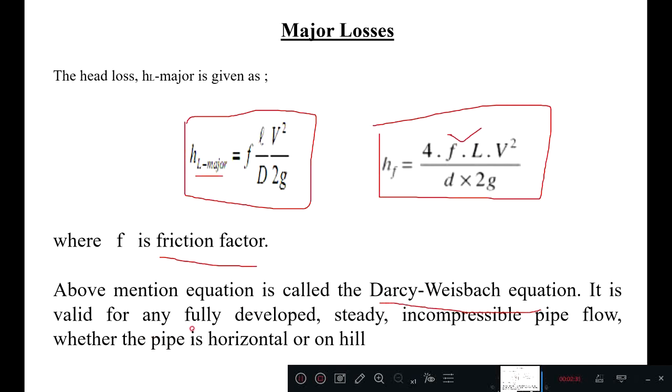It is valid for any fully developed steady incompressible pipe flow, whether the pipe is horizontal or on a hill. So this is the equation we have derived in previous class, that is Darcy-Weisbach equation, which is very useful for calculation of head loss due to friction.